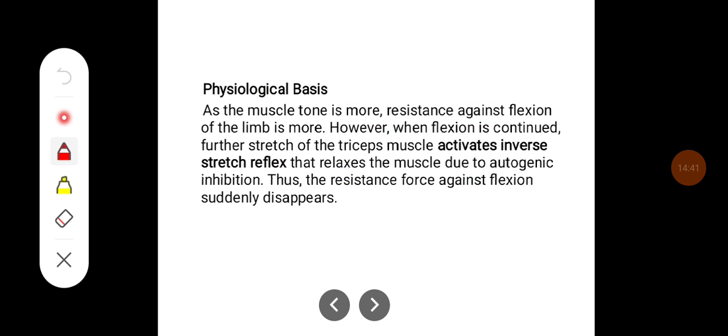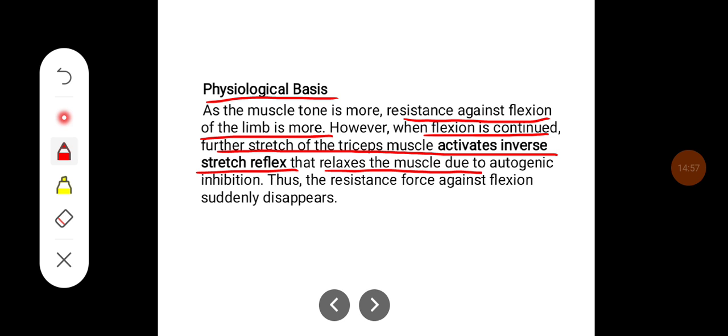Physiological basis for clasp knife. As the muscle tone is more, resistance against the flexion of the limb is more. However, when flexion is continued, further stretch of the triceps muscle activates inverse stretch reflex that relaxes the muscle due to the autogenic inhibition. Thus, the resistance force against flexion suddenly disappears.